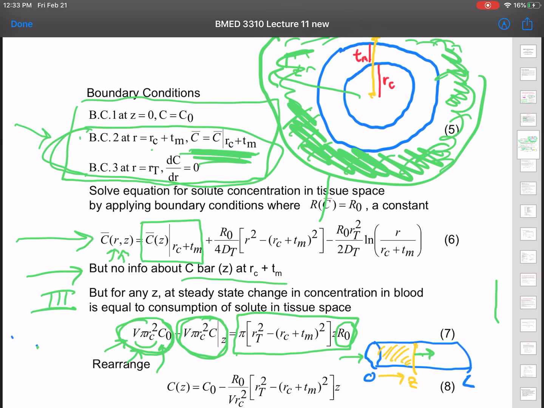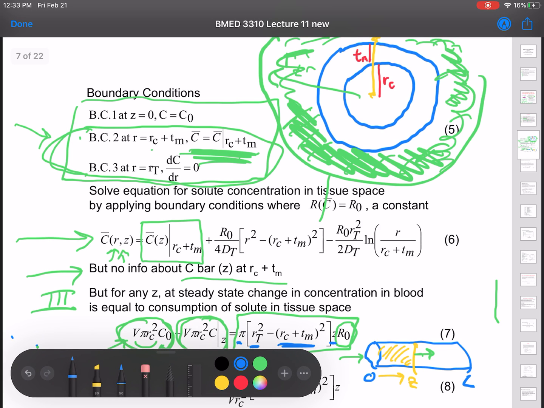Okay, so anyway, it's pi r squared times length is the volume of the cylinder. So it's pi r squared for the tissue cylinder times z, the length going from 0 to z, minus the same thing for the distance to the outer wall. We've got that in our little diagram up there, right here.